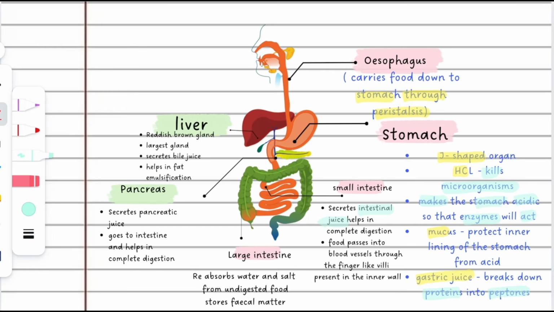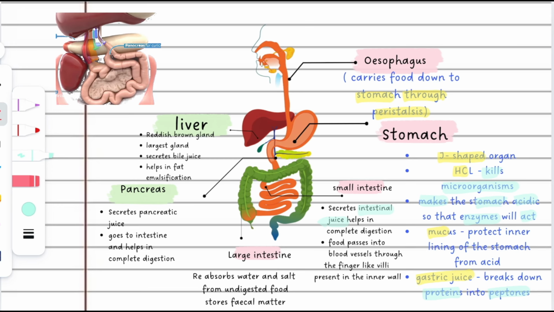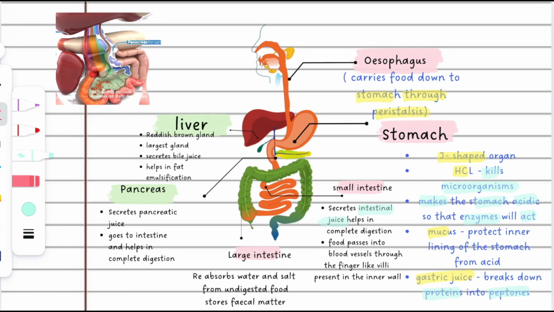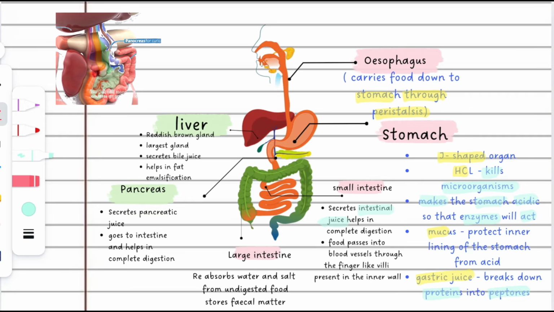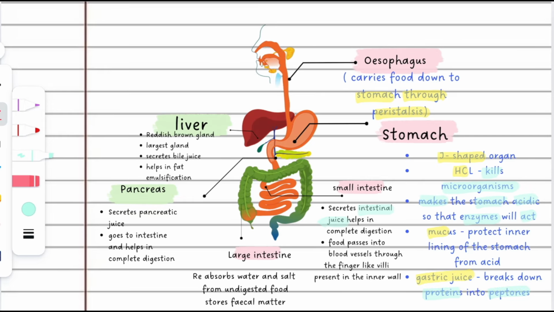Okay, not only that, it also receives different secretions of accessory glands. Now I have already told you that accessory glands are not part of the alimentary canal, but they are situated around the alimentary canal, and they just pour their secretion into it and help in digestion. So first of all, we will be discussing the liver and the pancreas, the accessory glands.